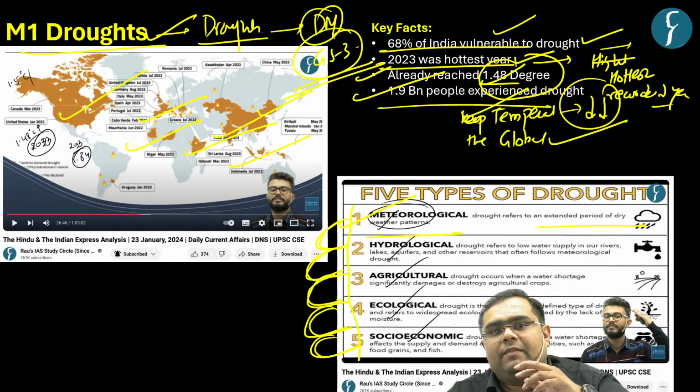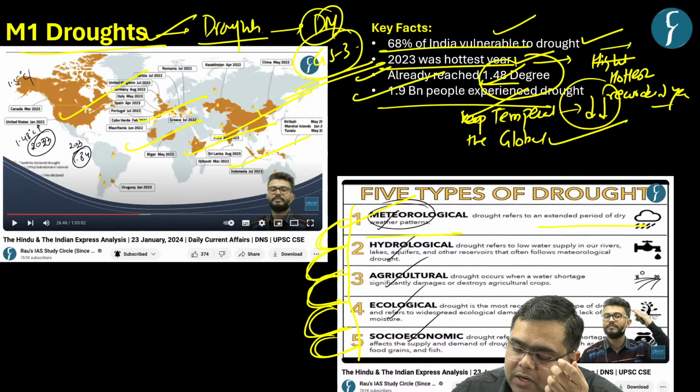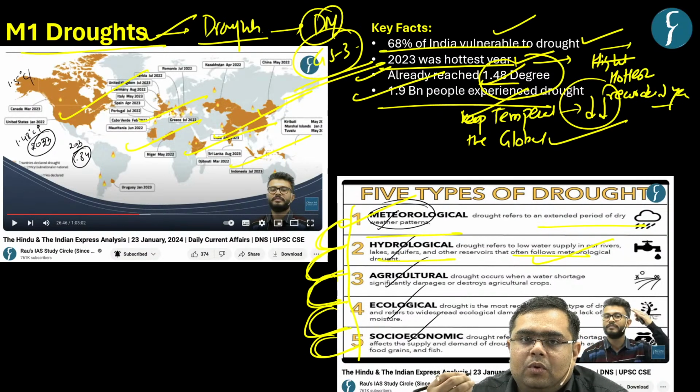Similarly, when we add hydrological conditions to the meteorological drought, it becomes hydrological drought. It refers to the drought in which there is low water supply in our rivers, lakes and aquifers. So when meteorological drought leads to lower levels of water supply in our natural sources of water like rivers, ponds, lakes and streams, it is called hydrological drought, because essentially there is a water deficit.